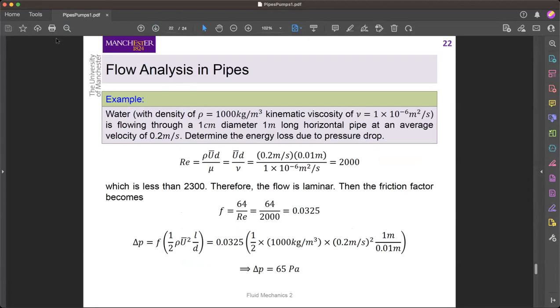So let's have a look at this problem. You have water with a certain density and viscosity flowing through a 1 centimeter pipe of length 1 meter. You want to determine the energy loss. First, you compute the Reynolds number, which in this case is equal to 2000. 2000 is less than 2300, so your flow will be laminar. If your flow is laminar, the friction factor is f equal to 64 divided by Reynolds. This is the friction factor. Then you compute the delta P according to the formula, and that's it.